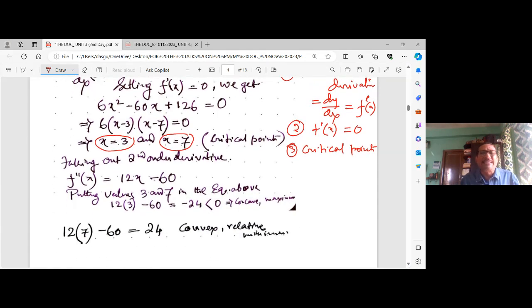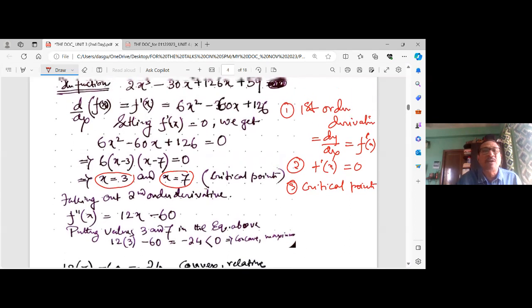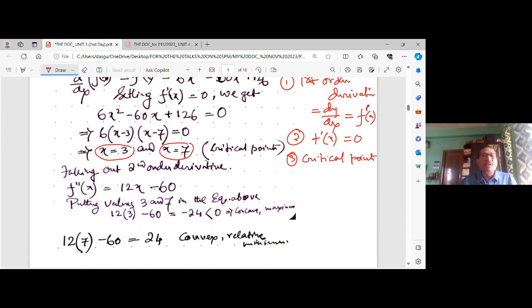Now what I've done is I have put these values in the original function. I have calculated the second order derivative. Then I have put the values of 3 and 7 over here, and the second order derivative has come to minus. That means it is a decreasing function, or concave to the origin. So it's a maximum.